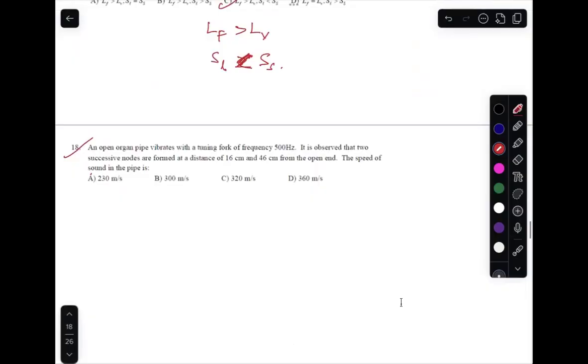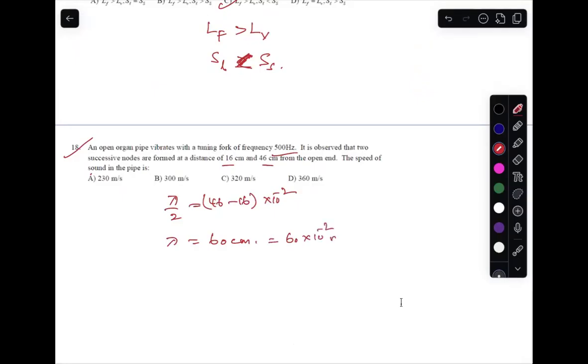Next, 18th question. An open organ pipe vibrates with a tuning fork of frequency 500 Hz, given successive notes. Which means lambda by 2 is given as 46 minus 16 centimeters, times 10 power minus 2. So clearly, lambda is 60 centimeters, that is 60 into 10 power minus 2 meters.